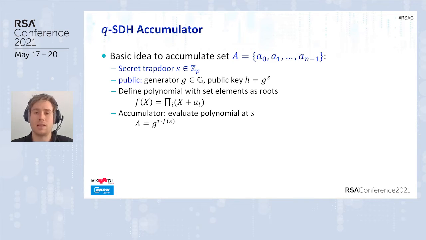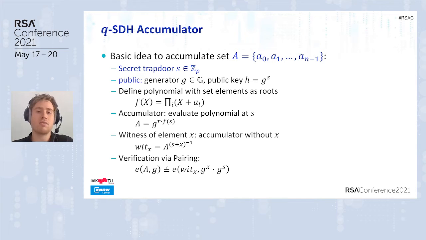And if you want to accumulate the set A, what we do is that we define a polynomial with all the elements of the set as the roots. And we evaluate this polynomial at the secret trapdoor S. And the accumulator then is this evaluated polynomial in the exponent of the generator. A witness of the element X in this accumulator is basically just the accumulator without this element X. And we can verify if this witness is correct by checking whether the exponents of the witness and the element itself match the initial accumulator. And we can do this via evaluation of a pairing equation.